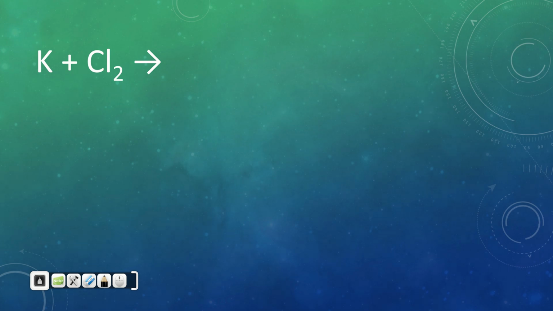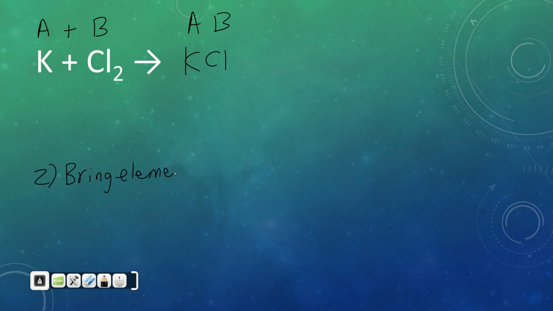We'll do one together. Synthesis. I know it's synthesis because it's going to be A plus B. They're two lone elements. They're going to come together to form AB. So for this, I bring them together, KCl. This does add a step under that, bringing the elements over. So bring the elements over, okay? Based on type, is it diatomic?